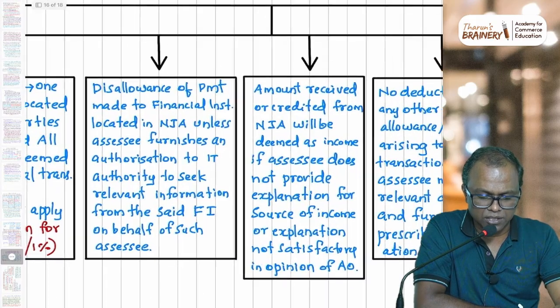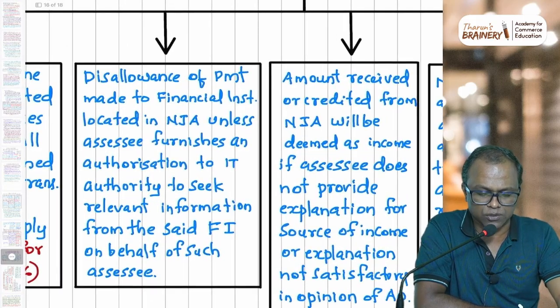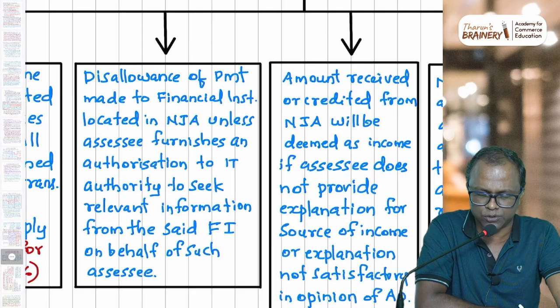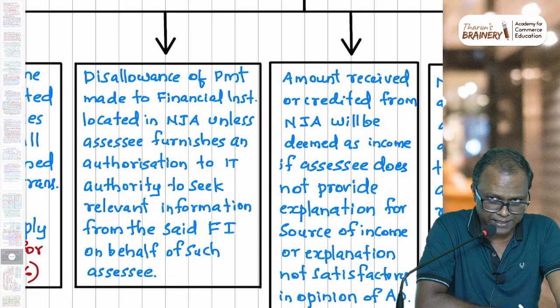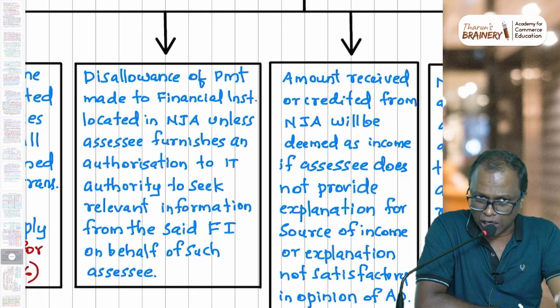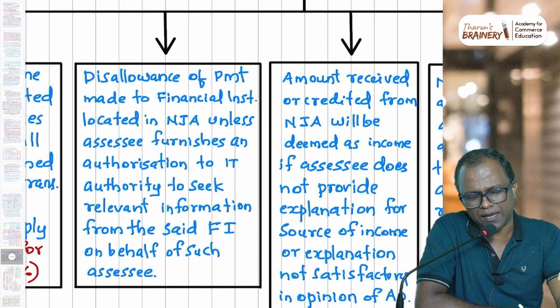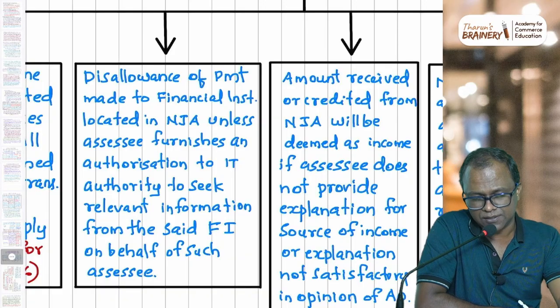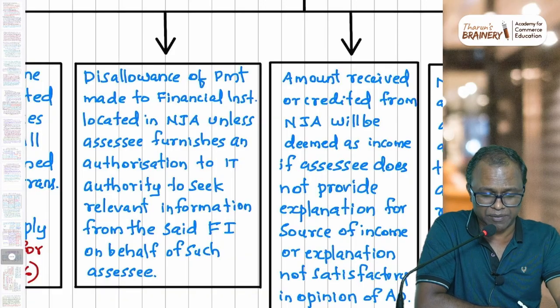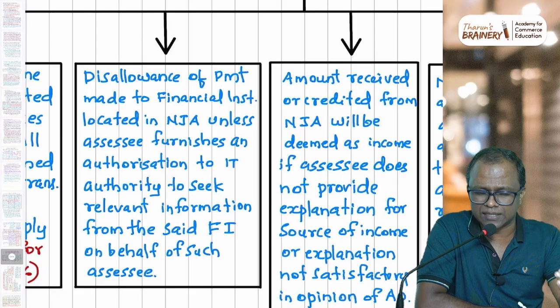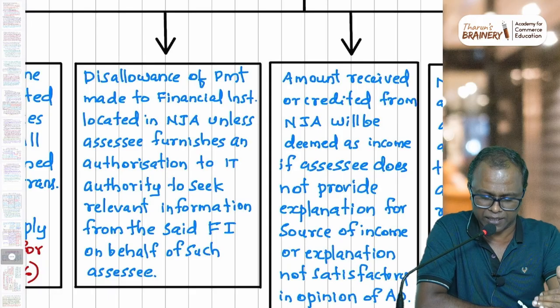And second, if you are making a payment of expenditure to a financial institution located in NJA, that means the Indian entity has taken a loan from a financial institution or a bank located in NJA, and we took the loan, we are making repayment. So we are making payment of interest expense. For us, interest is the expense, and loan repayment is not an expense debited to P&L, but interest will be debited to P&L.